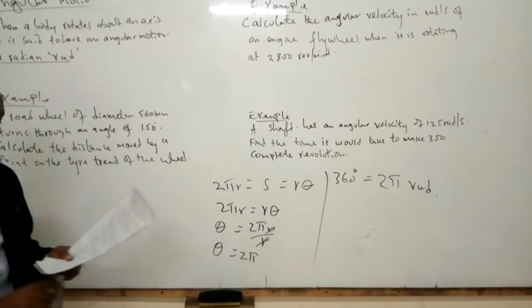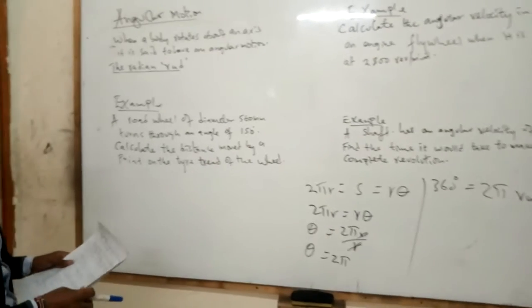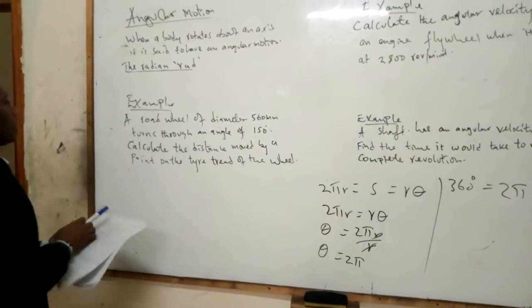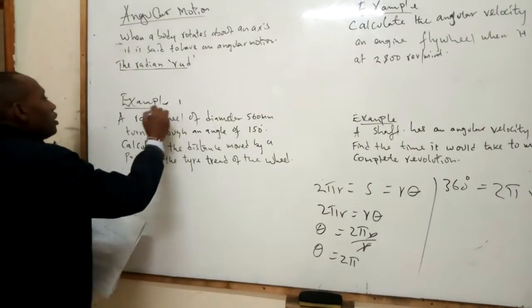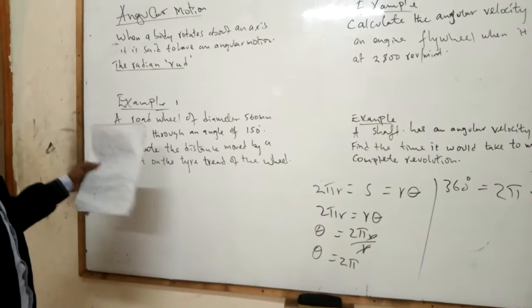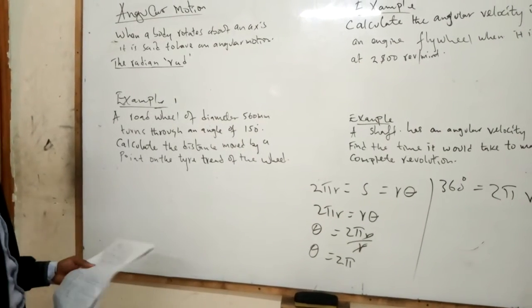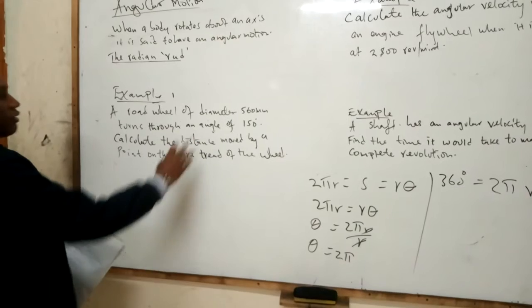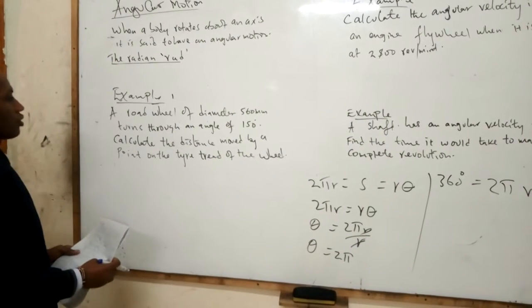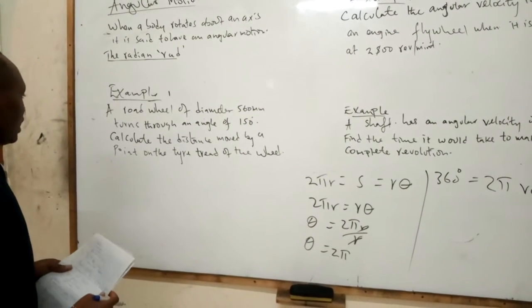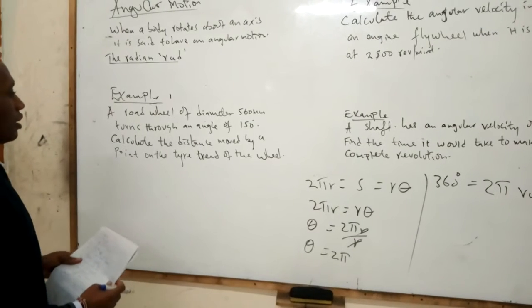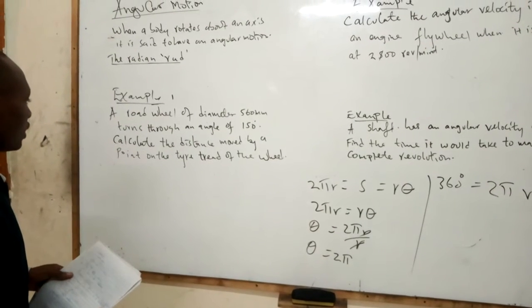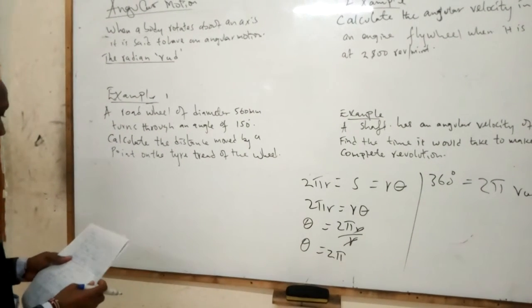Let us do an example. Example 1: A wheel of diameter 560 millimeters turned through an angle of 150 degrees. Calculate the distance moved by a point on the tire on the wheel.